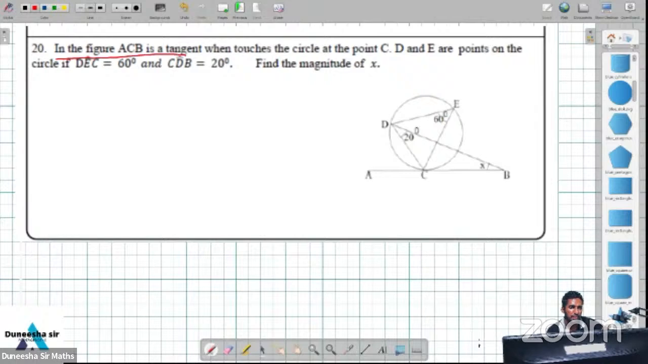In the figure, ACB is a tangent touching the circle at point C. හරි. Circle එක touch කරගෙන යනවා කියනවා point C වලදී. ACB is a tangent. Okay, tangent එකක් වුණොත් මොකද වෙන්නේ? මෙන්න මෙතන තියෙන 60 degree එක equal වෙනවා මෙතනත්, එහෙනම් 60 වෙනවා. Okay, now can you find x?